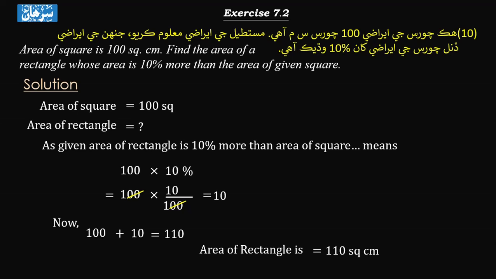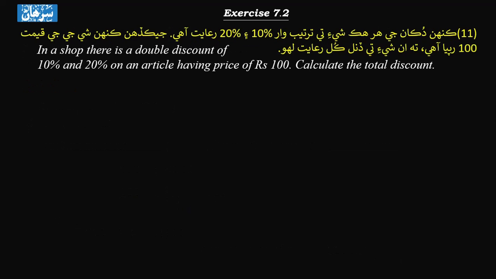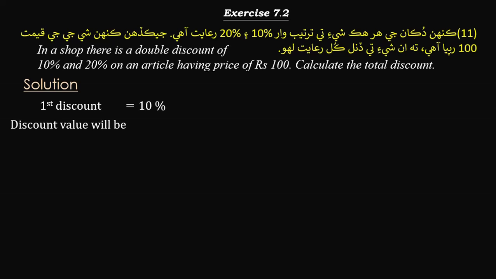This is your answer. In a shop, there is a double discount of 10% and 20% on an article having a price of 100. Calculate the total discount. Solution: first discount is 10%. The discount value will be of 10%. How may you find it? Like this way.